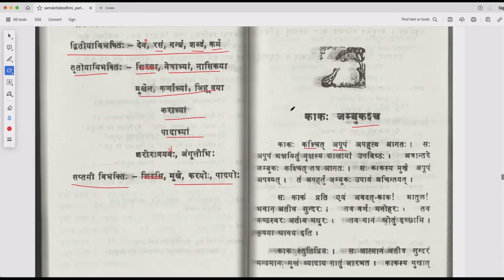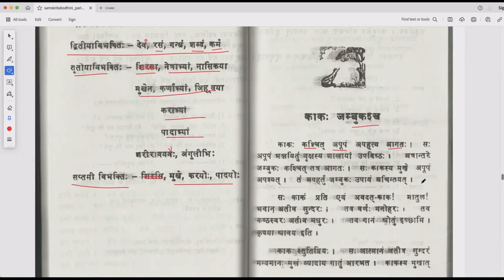So kaschit kakaha, some crow, one crow, took a small, let's say, we'll take it as roti for now, apupam apahritya. Apahritya, after grabbing it, agataha, it came. What is the root word for apahritya? Apa is the upasargam. Hru dhatu. Harati. Apaharati. So, kakaha kaschit apupam apaharati. It grabs an apupam and then it comes. Asaha agataha. And it came. So, this is in past tense here. When you have kta pratyaya, it's actually in past tense.